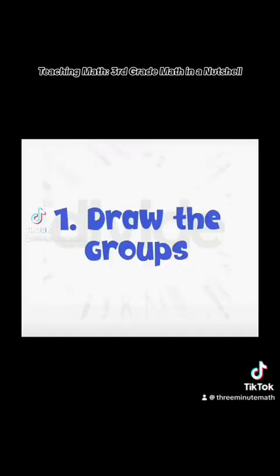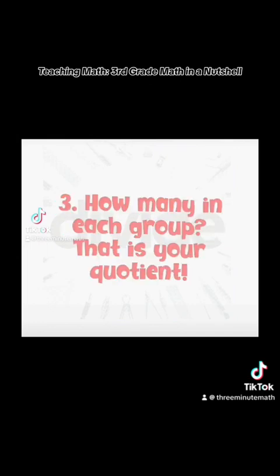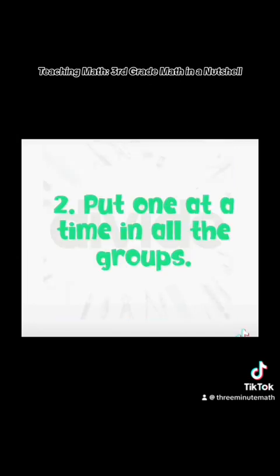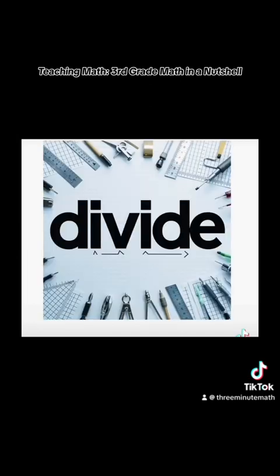First draw the groups, then put one at a time in all the groups. How many in each group? That is your quotient.